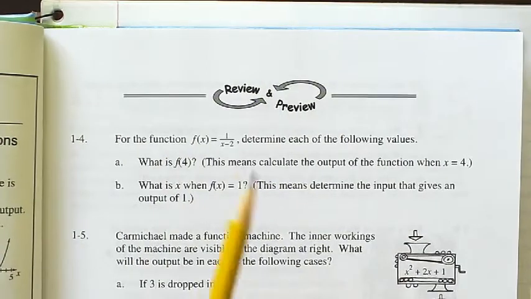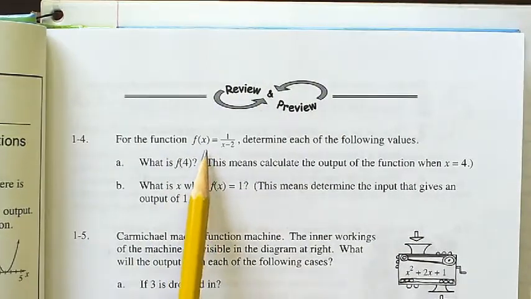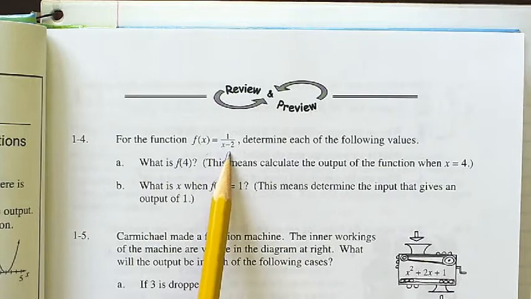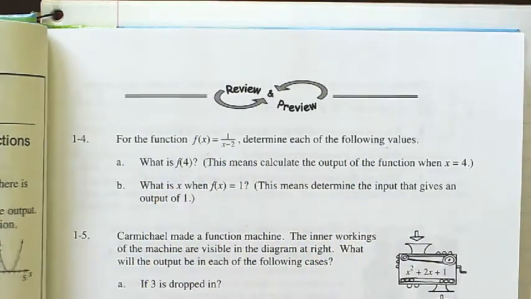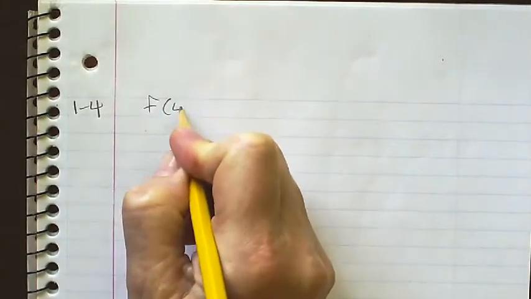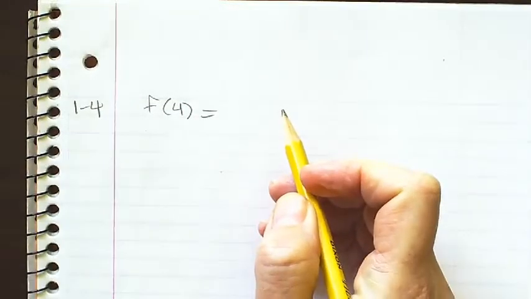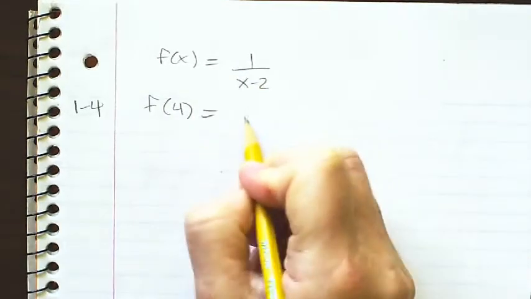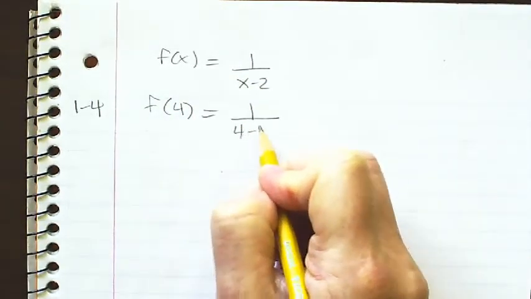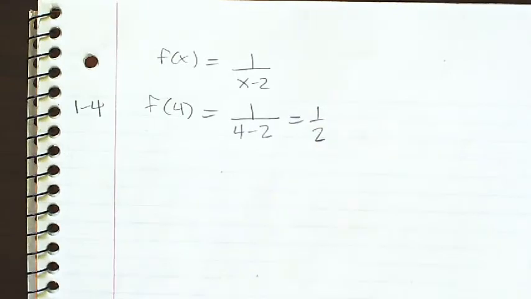Okay, 1.4. So it says for the function f of x equals 1 over x minus 2, determine each of the following values. So what is f of 4? I'm going to do f of 4 and just substitute 4 in the place of x. So that's going to give me f of x is 1 over x minus 2. So that's going to be 1 over 4 minus 2, which would be 1/2.